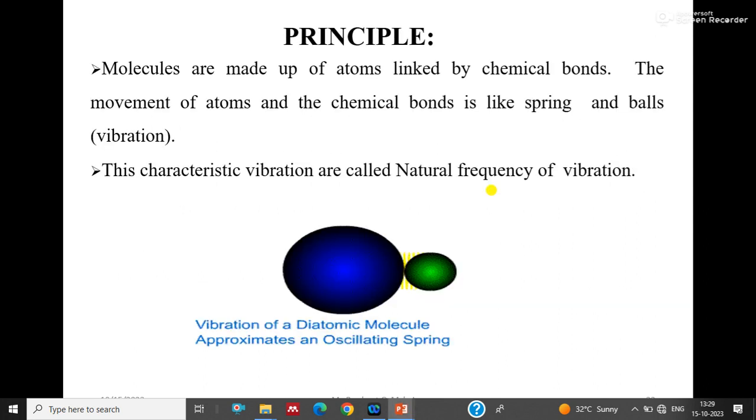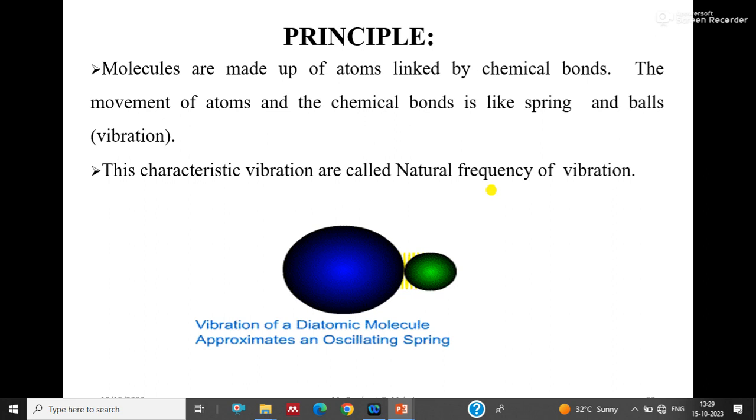Principle. Molecules are made up of atoms linked by chemical bonds. The movement of atoms and the chemical bonds is like a spring and ball, that is vibration. So the characteristic vibrations are called natural frequency of vibration.